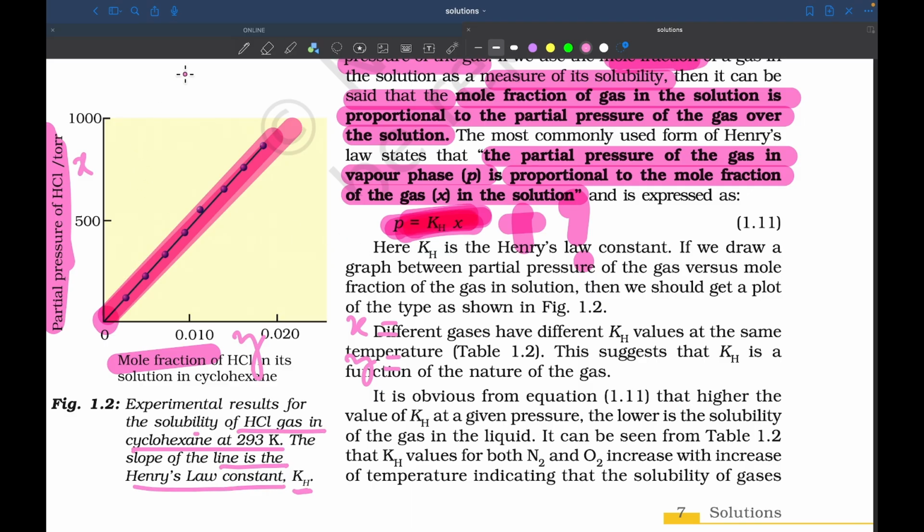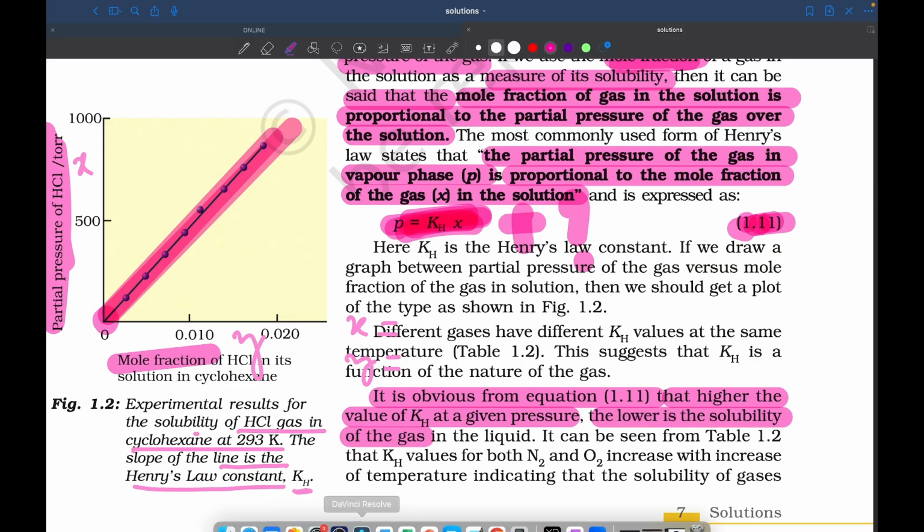So this is it. Here we will also see a few more points that should be noticed. It is obvious from equation 1.11 that the higher the value of KH at a given temperature, the lower is the solubility of the gas in a liquid. ఇక్కడ ఇన్వర్స్ రిలేషన్ కనిపిస్తుంది. If X is highest, KH is lowest. If X is lowest, KH is highest. Right? So the higher the value of KH, the lower is the solubility of the gas in the liquid.